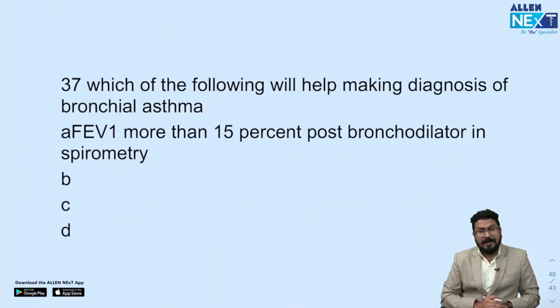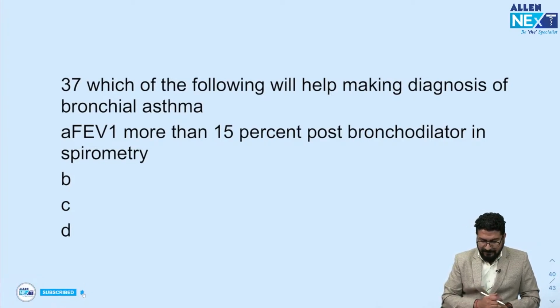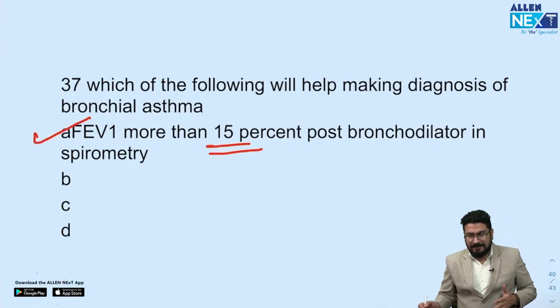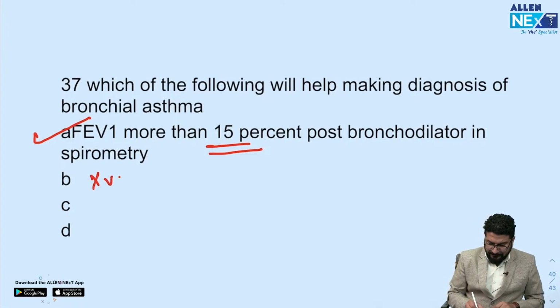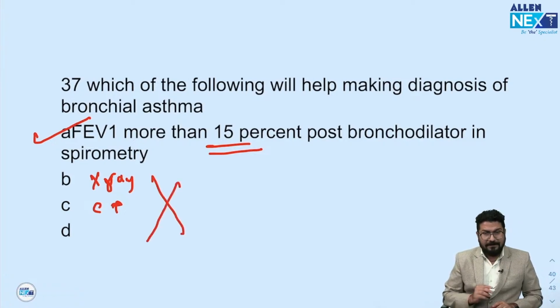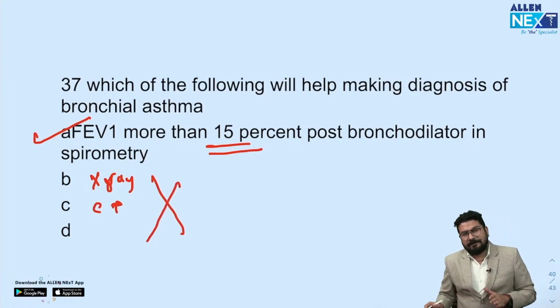Following will help in making the diagnosis of bronchial asthma. So remember, in bronchial asthma, how do you make a diagnosis? You will see FEV1 will be more than 12% above baseline. Here 15 is given, so that is the best answer. Some people are saying an X-ray was given, but we do not make any diagnosis based on X-ray. So whatever the other options, the diagnosis of bronchial asthma is made when FEV1 is increased by more than 12% above baseline.